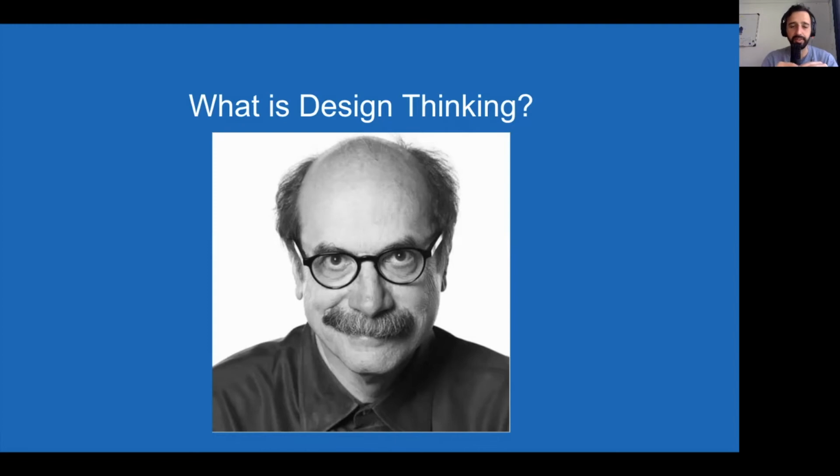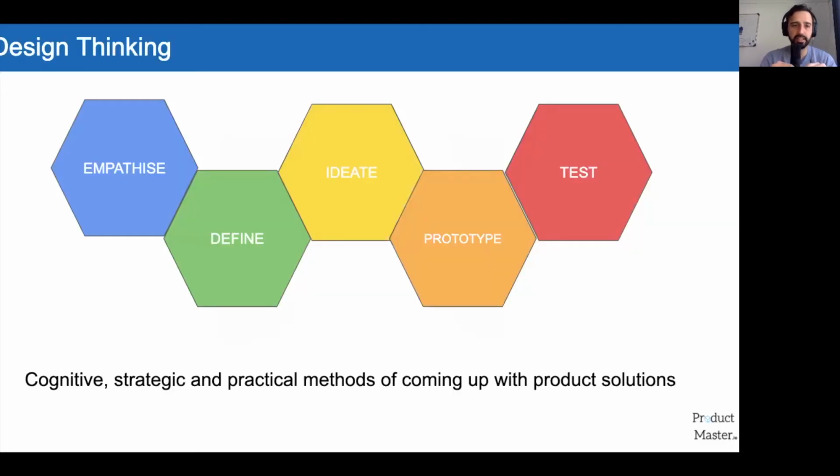Now, this is also something that's gaining a lot of traction. I'm hearing more and more about it, but it's been around for a long time. It was designed by a man called David Kelley, or he kind of took the claim, and his company, IDEO. So what is design thinking? It's a cognitive, strategic, and practical method of coming up with product solutions. How do you go about doing it? You go through these five steps. You empathize, you define, you ideate, create a prototype, and then test that prototype.